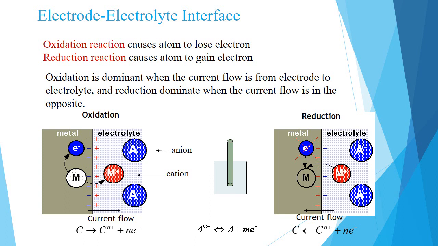At the electrode electrolyte interface, two reactions occur. The first one is oxidation and the second one is reduction. We can infer this through this diagram of the electrode electrolyte interface. The oxidation reaction causes atoms to lose their electrons, whereas the reduction reaction causes atoms to gain electrons.